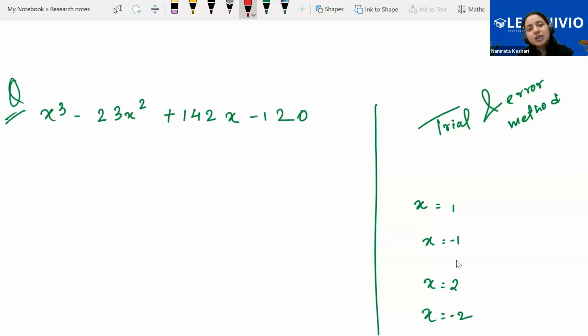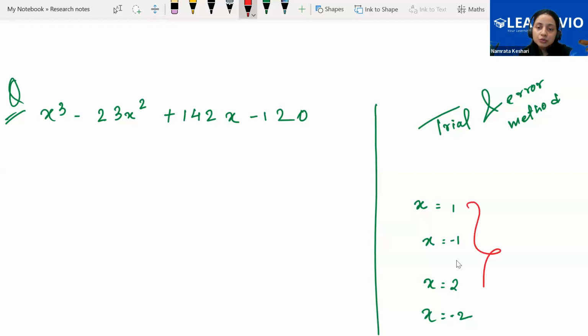Is it possible to check by taking all the real numbers? No, it is not at all possible. Real numbers means the numbers from minus infinity to plus infinity. All the numbers are called real numbers: fractional numbers, irrational numbers, rational numbers, everything is called a real number. And it is not possible for us to check with each and every number.